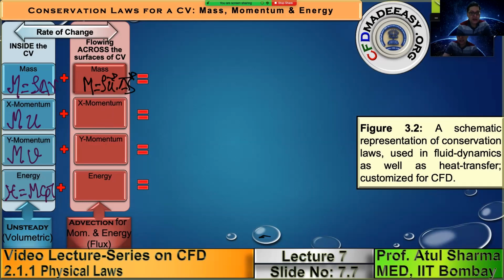When you consider the momentum transport across the surface of the control volume, we define a term which is called x momentum flow rate, which is expressed as the product of this mass flow rate with u velocity. Similarly, the product of mass flow rate with v velocity gives you the y momentum flow rate. And for energy, you get an enthalpy flow rate, which is expressed as mass flow rate times specific heat times temperature.